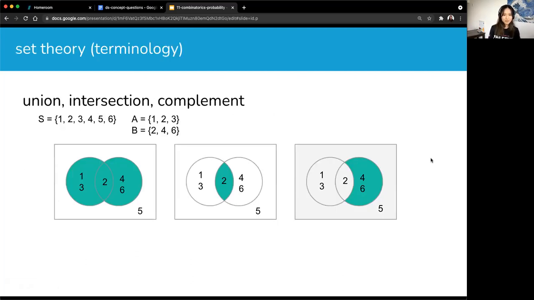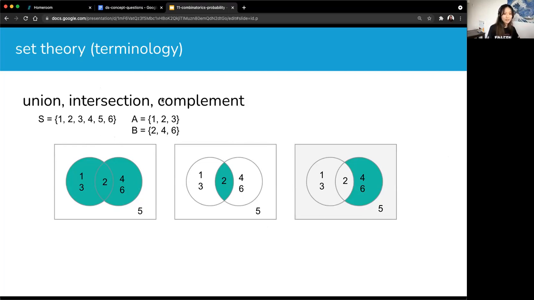Okay, so the first thing we want to talk about is some terminology with respect to set theory. I saw that Taylor, you posted an article in our Slack channel that kind of alludes to, I think I saw the intersect and complement. So we're going to talk about it in a little bit. The main things to remember are terminology terms, union, intersection, and complement. So let's just set up this example. Let's say our sample space is 1, 2, 3, 4, 5, 6.